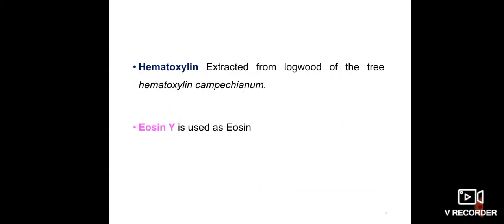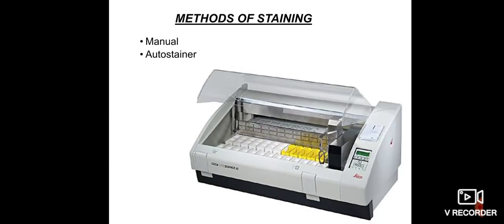Now hematoxylin is extracted from the logwood of the tree Haematoxylon campechianum, while eosin Y is used as eosin. Now what are the methods of staining? We can do the staining by manual method, and we have automated stainers also, in which again there is a program set. You just have to fill all these containers with the respective reagents. You have to set the timer and they will do the staining procedure by themselves.